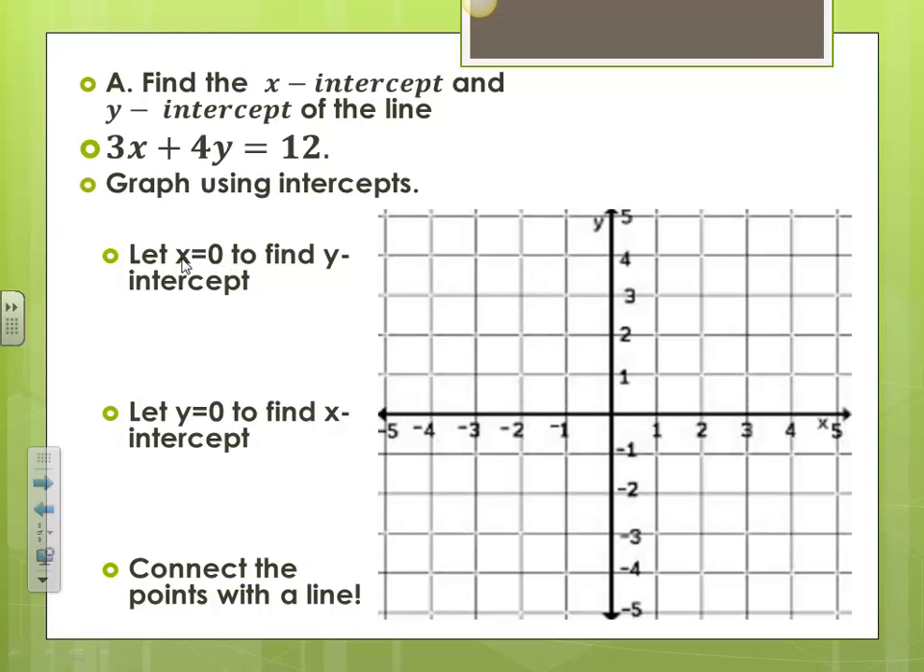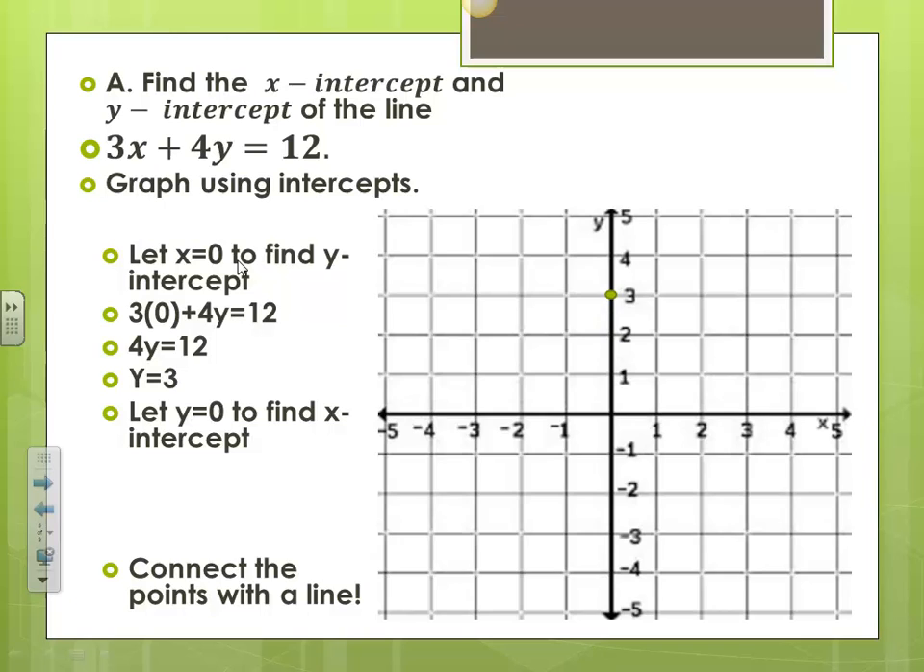In order to do that, we're going to let x equal 0. So I'm going to substitute in the value of 0 for x. 3 times 0 plus 4y equals 12. Well, 3 times 0 is 0. So 4y equals 12. Divide both sides by 4, y equals 3. So that means when I graph that, that's the y-intercept, or the place where the line crosses the y-axis. So I'm going to put a point right there.